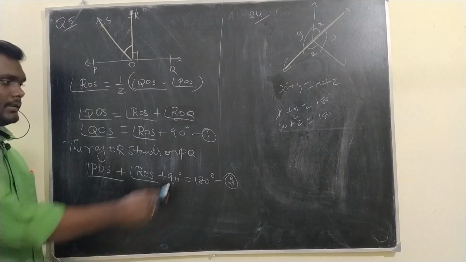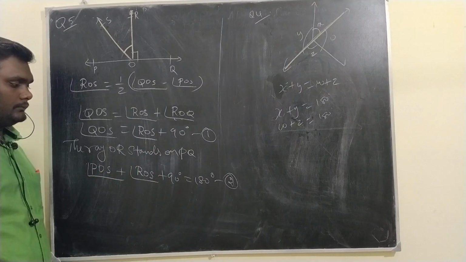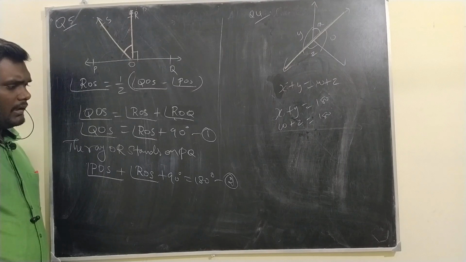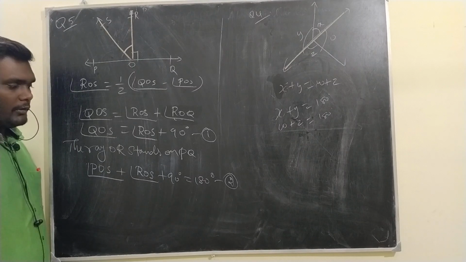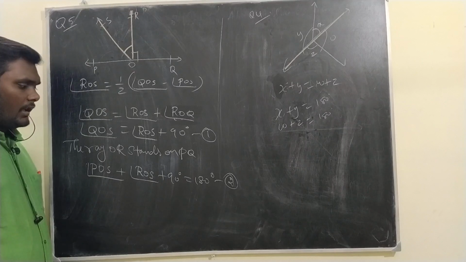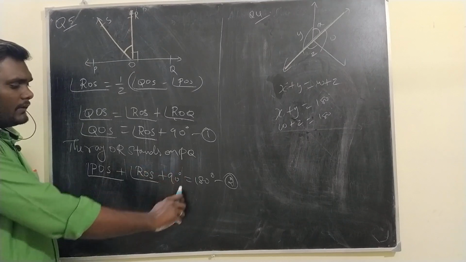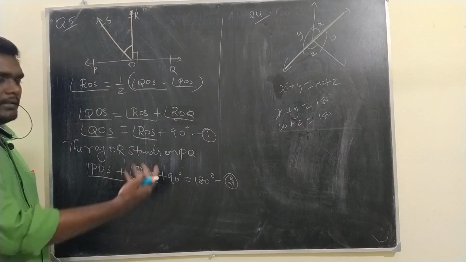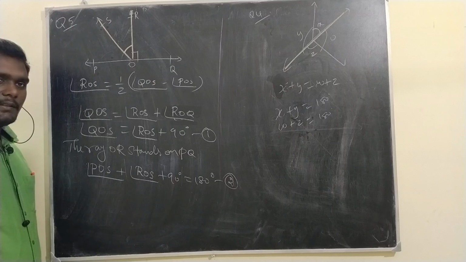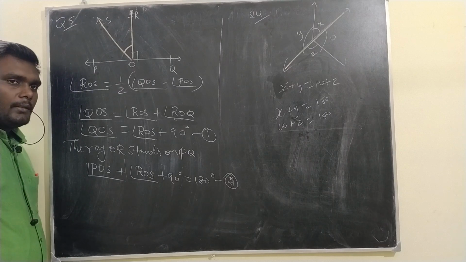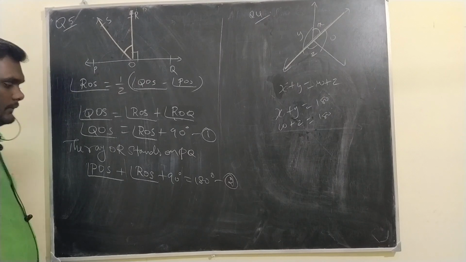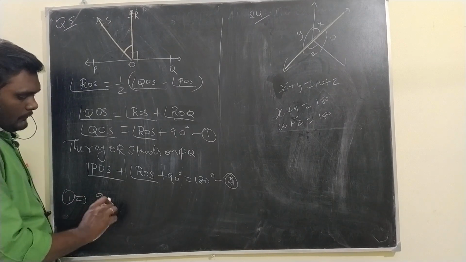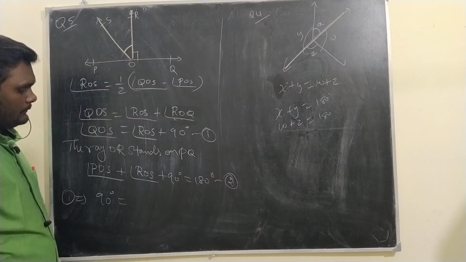Now, instead of this 90 degrees, what can we substitute? See, if you substitute QOS for ROS plus 90 degrees, ROS will vanish. So we should not replace that one. Instead of 90 degrees, we can replace from the first equation. 90 degrees is how much?